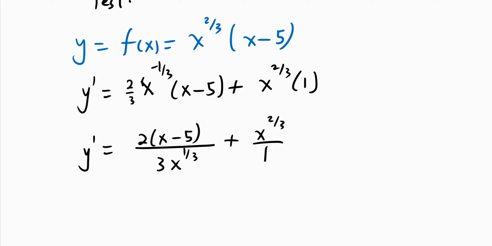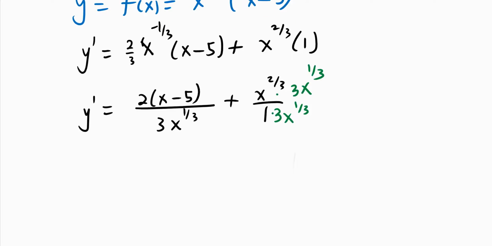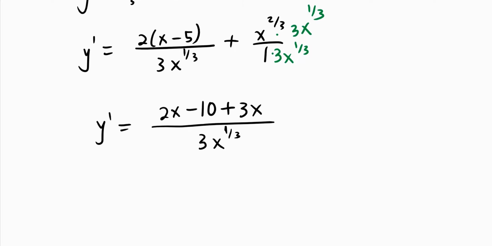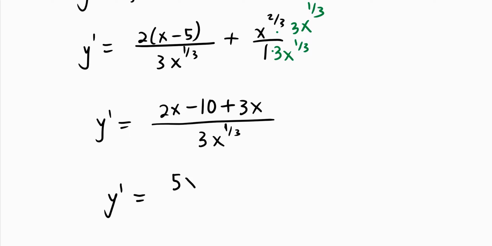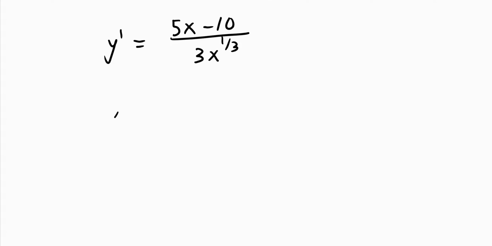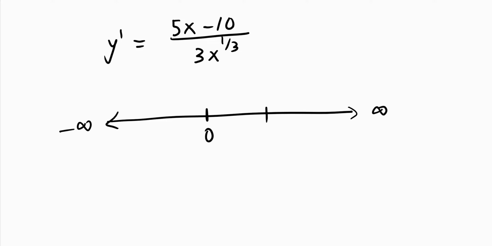Now I need to combine the fractions by multiplying here by the common denominator, which is 3 times x to the 1/3. And eventually in all these cases, that will give us a simpler numerator with no rational exponents. Let's see what we get. 2x minus 10 plus 3x. So that makes it y prime equals 5x minus 10 over 3x to the 1/3. So that's what we get for the derivative. Now, what makes this 0 and or does not exist? So 0 is one of them and 2 is the other one.